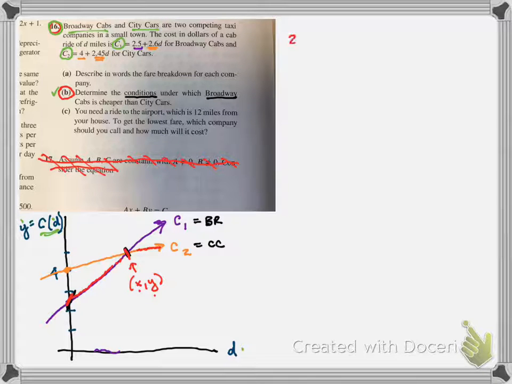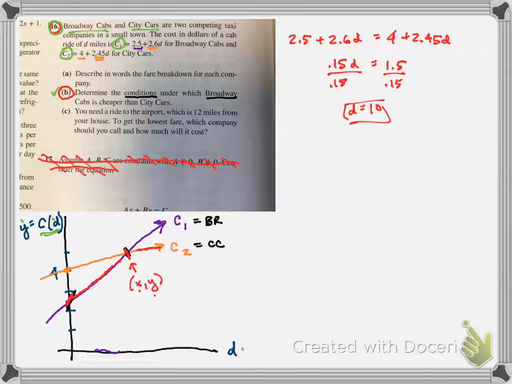So I'm going to say 2.5 plus 2.6d is equal to 4 plus 2.45d. I'll subtract 2.5 and I get 1.5 on the right. I'll subtract 2.45d, and that leaves us with 0.15d. I'll divide both sides by 0.15, and 1.5 divided by 0.15 is 10. So d is equal to 10. That tells us that the x value of the point of intersection is 10.